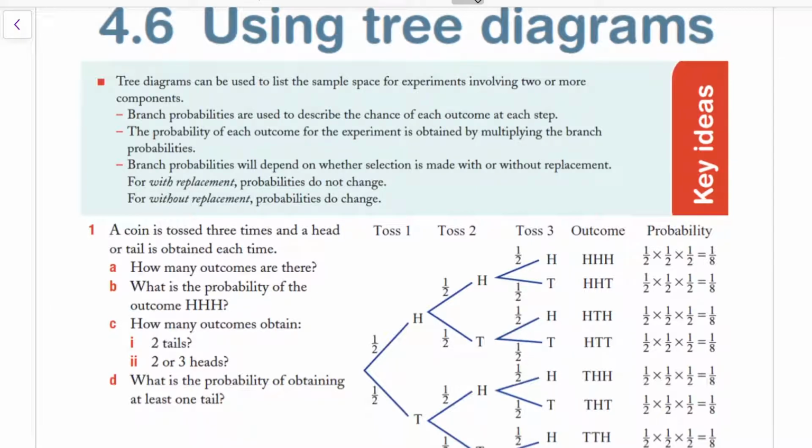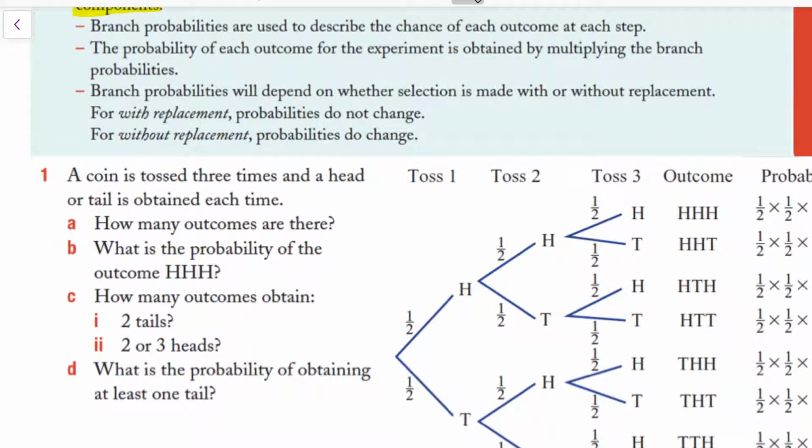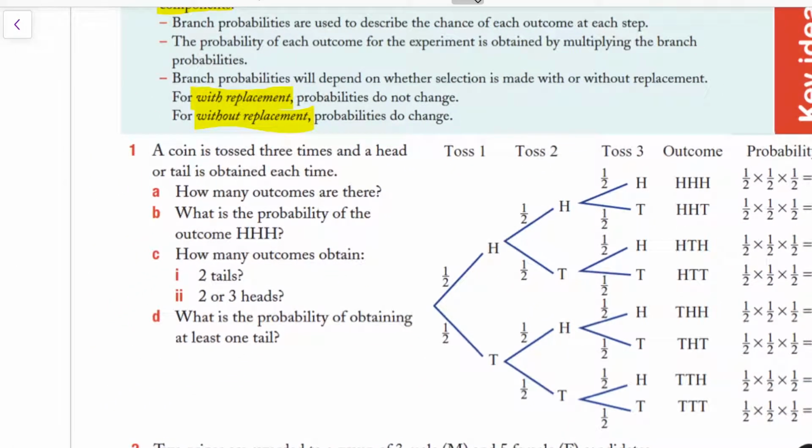So with the tree diagram, okay, it's showing us our sample space involving two or more components. We produce each step with branches, and we talk about with replacement and without replacement, and I'll talk a little bit more about that as we go through.